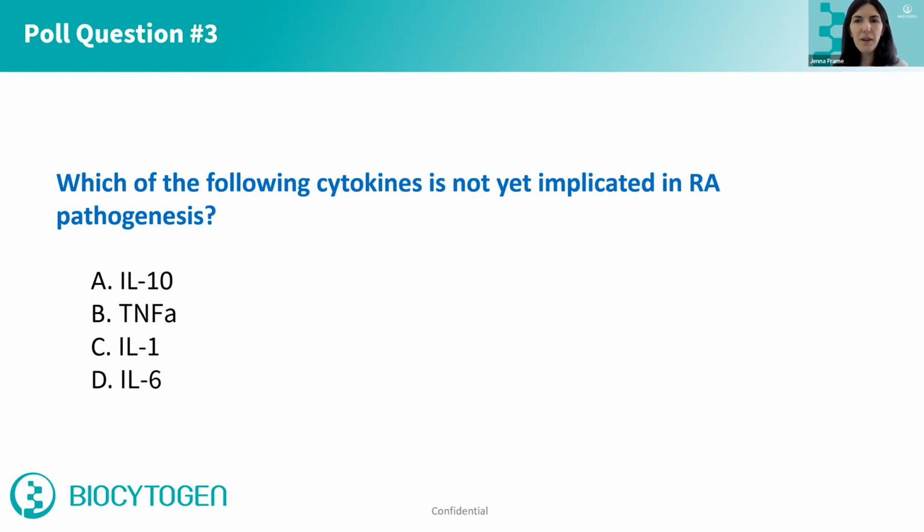Okay, so if you were hearing the poll question, you may have guessed A, which is correct, the anti-inflammatory cytokine IL-10. However, these other pro-inflammatory cytokines do appear to play some role in disease progression and are currently targeted by some therapeutics.